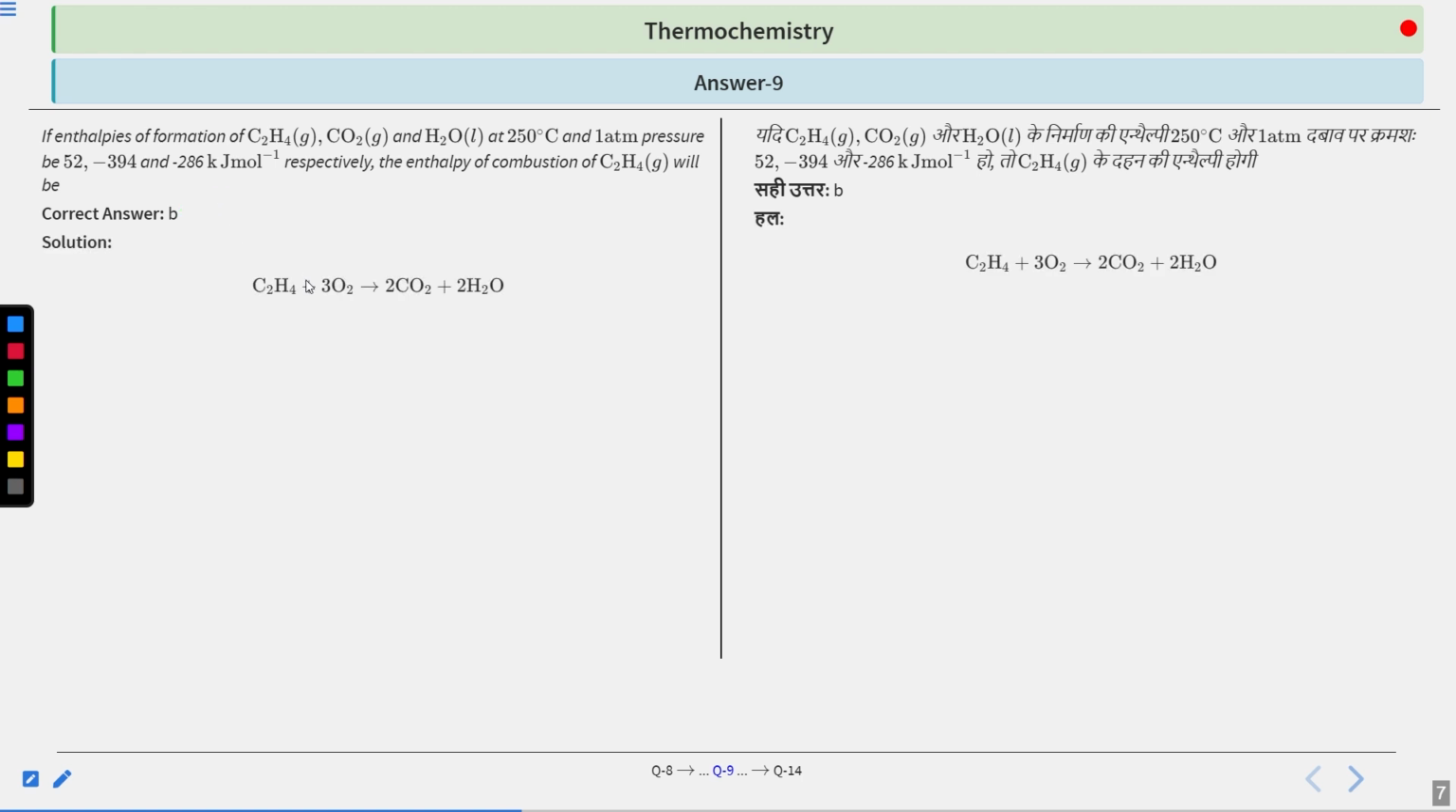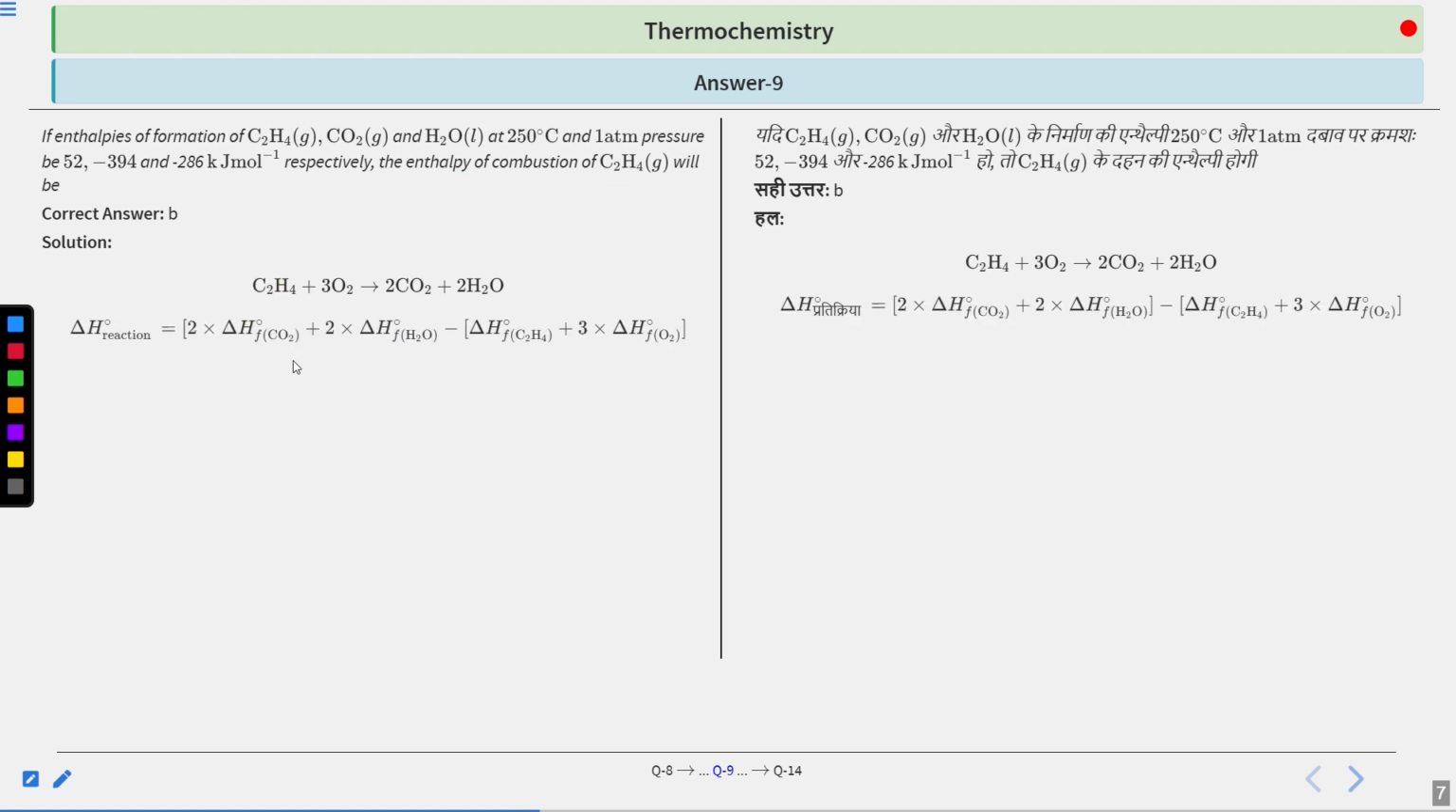How will we solve it? So this is the equation for the combustion of C2H4. So first we have written this thing. So C2H4 plus 3O2 gives 2CO2 plus 2H2O. Now remember to balance the equation. You will never get your answer until and unless you balance it. There is no benefit without balancing the equation. So you need to balance it, right?